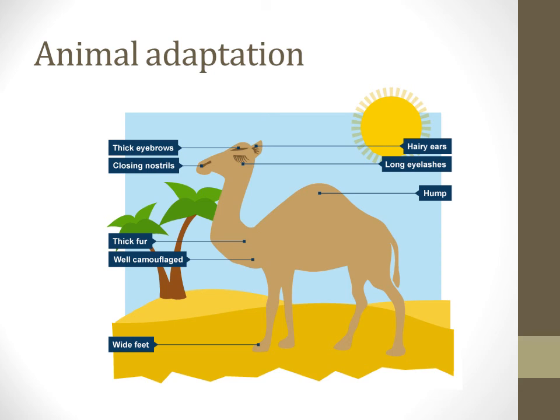The hump, which stores water because they have to travel in the desert without water, say for a week, 10 days, and this hump helps them to store water and survive such harsh weather. Thick fur is again protection because temperatures in the desert can be very extreme. It could be extremely hot in the morning and the temperature could drop down to a very low extreme minus in the night. So they need thick fur for protection, and also wide feet because it helps them move on the sand easily.